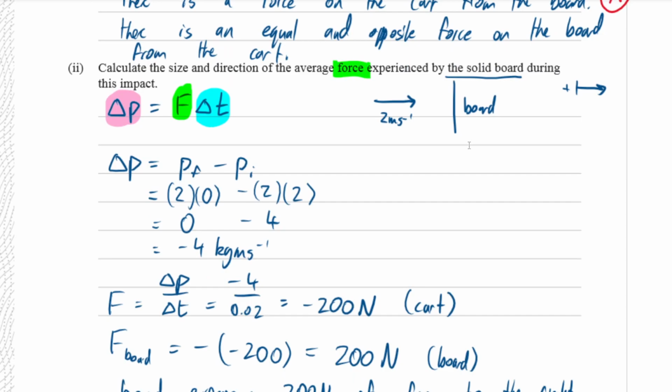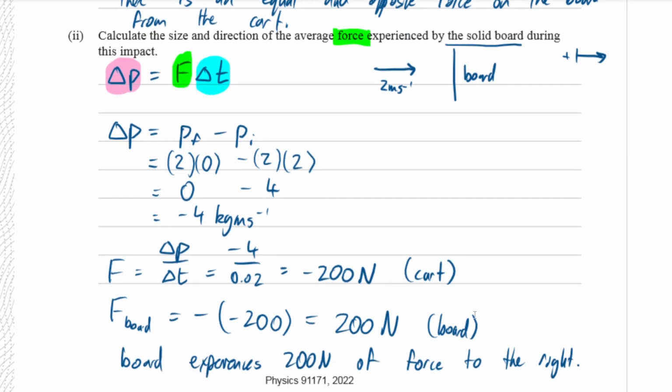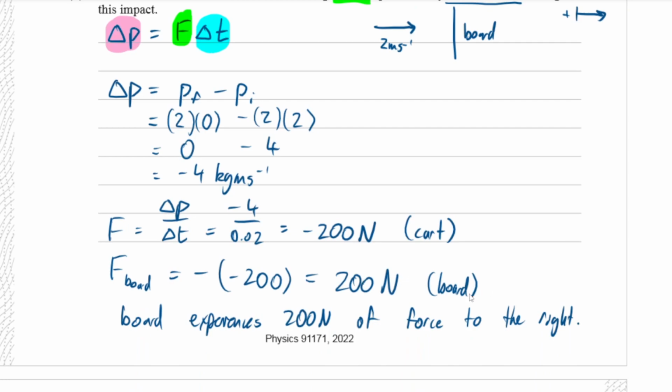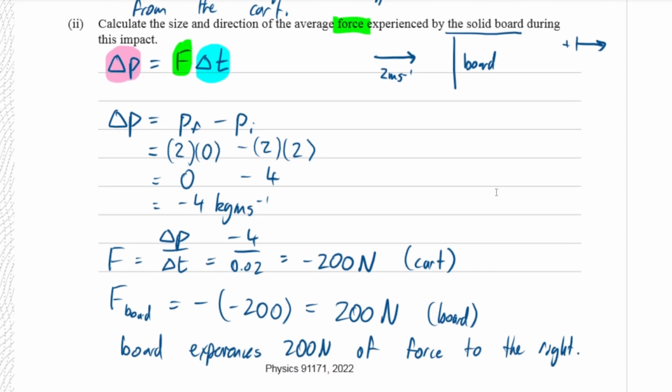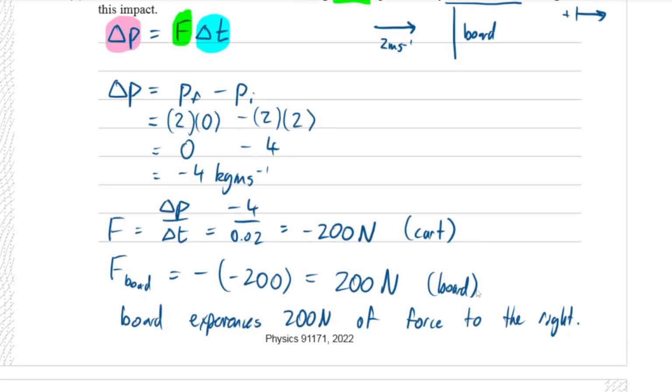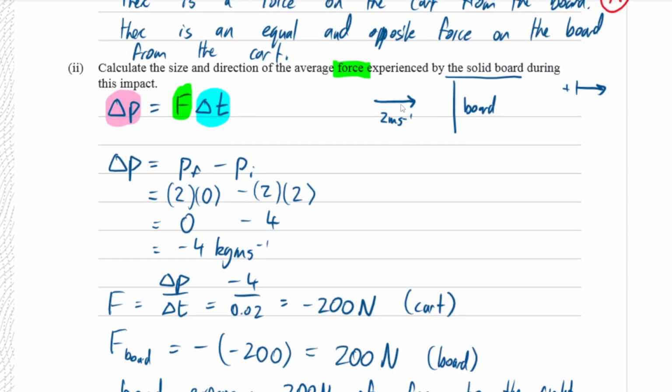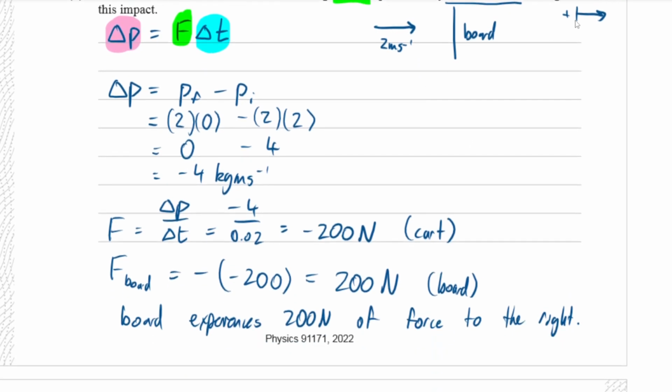If you want to be a bit more general, you could say it experiences 200 newtons of force in the direction of the cart's initial velocity. Right? Notice how it's traveling to the right initially, and the force is positive to the right. So that would be a bit more general. But this is totally fine. Drawing your own diagram with your own coordinate system and clearly communicating that. And that would be an excellence.